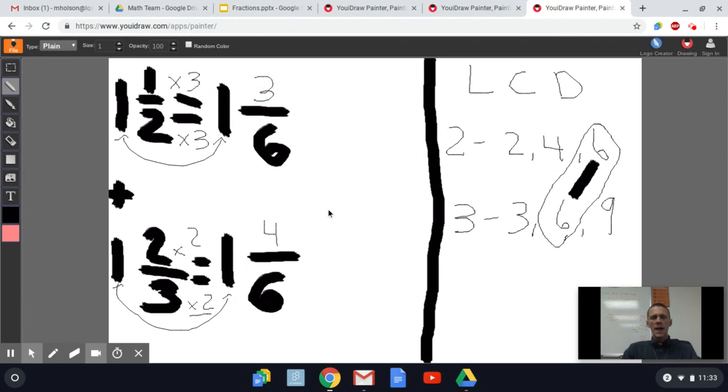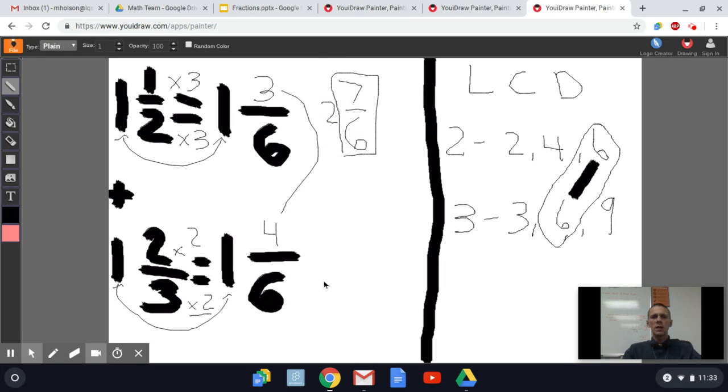Bam. And now that we have both of our fractions raised, we can simply add the top numbers. So 3 plus 4 gives you 7. Keep your bottom the same. And we can add our whole numbers together. 1 plus 1 gives us 2. Now, this answer is improper. You have 2 and 7/6. Notice that the 7/6 here is an improper fraction.